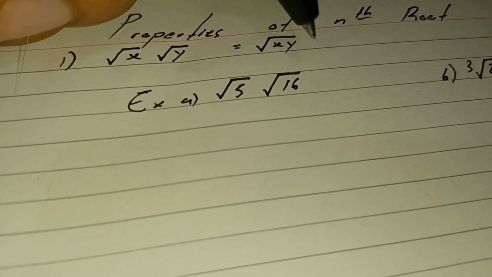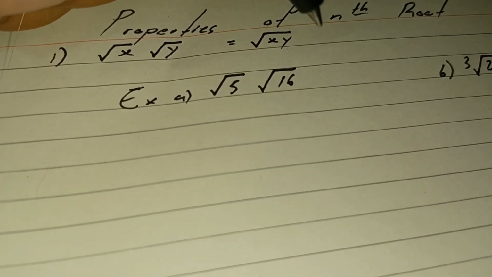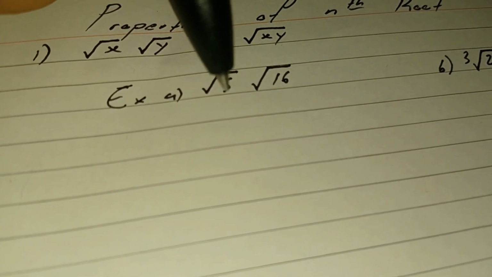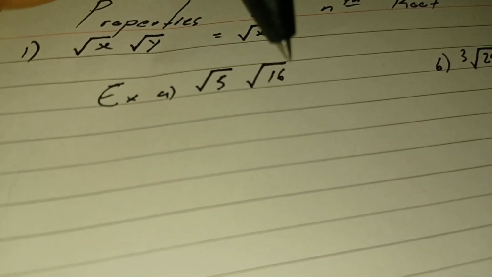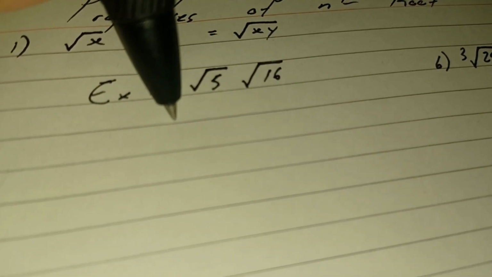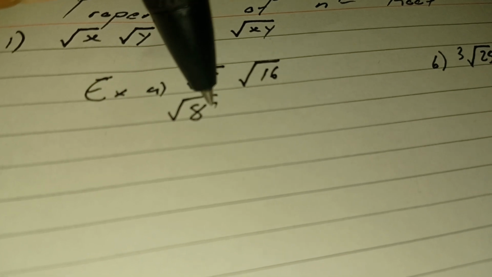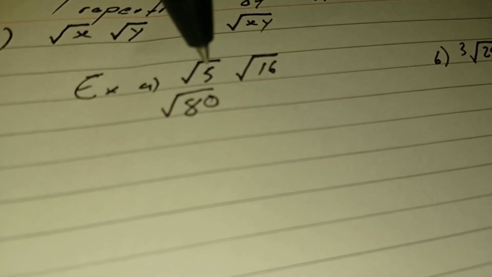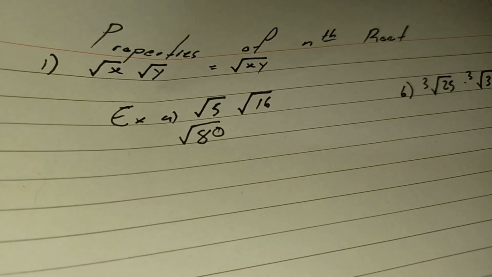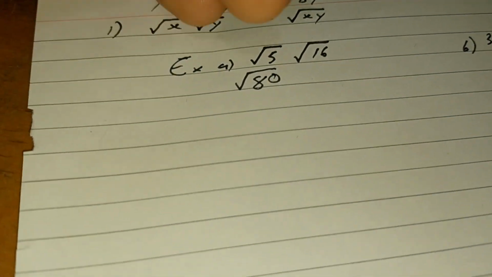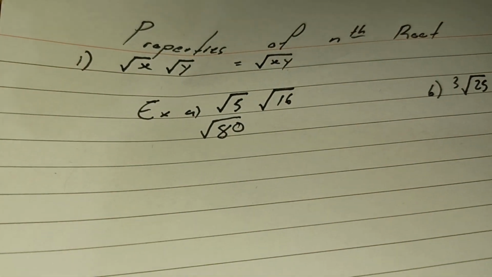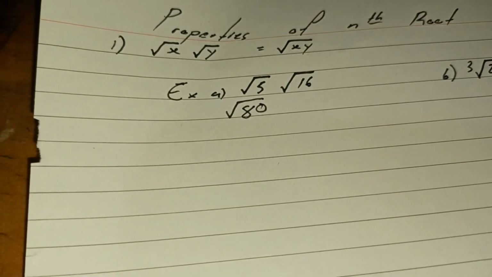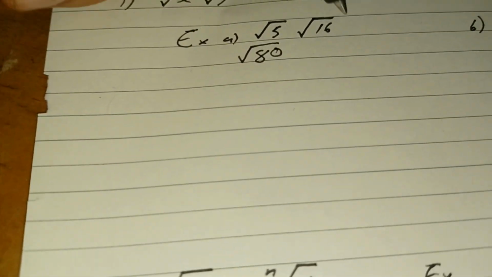Well, first let's multiply 5 times 16, which will give us 80. And don't forget the square root, so it's going to be the square root of 80. We get that by multiplying the square root of 5 times the square root of 16, which is equal to the square root of 80. But we cannot leave the 80 like that. We have to simplify it. How do we do that? With a factor tree.